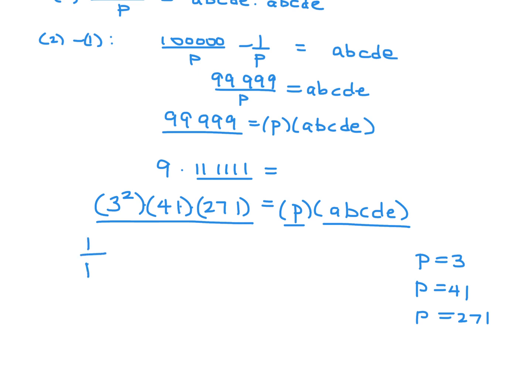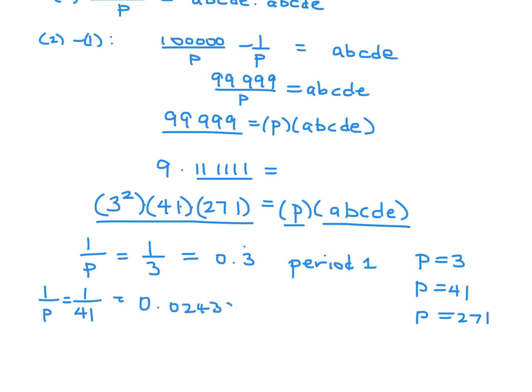Let's try and figure out what is 1 over p. If p is 3, then it'd be 1 over 3, and that's 0.3 repeat. So that has a period of 1. So that is not our correct answer. Okay, no problem. Let's try p being 41. If it's 1 over 41, that is 0.02439 repeat. So that has a period of 5, and that is what we want. We want a period of 5. So 41 is one of the right answers.